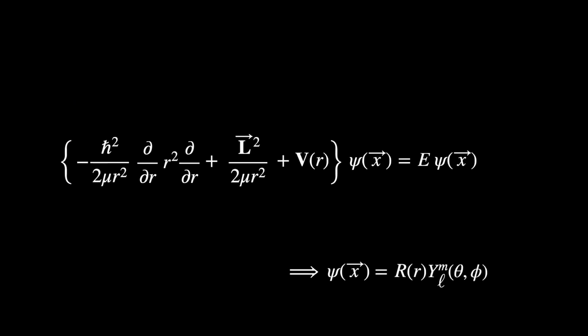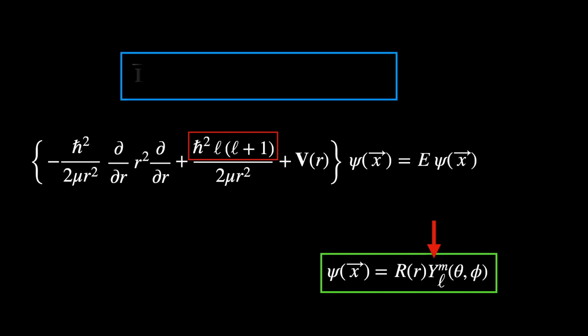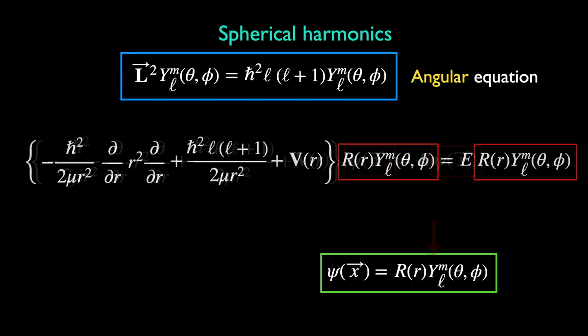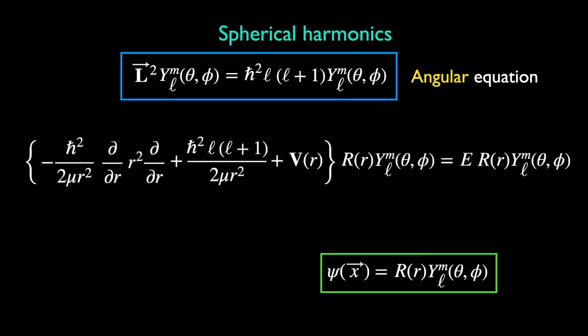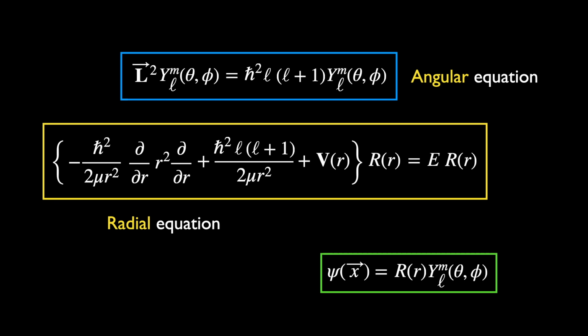Here we plug in psi, which is separated between the radial and angular coordinates. The function Y is chosen to be the eigenfunction of L squared. Both depend only on the angular variables. The equation in the blue box defines the spherical harmonics. The function Y then simply drops out, and we end up with two equations separated between the radial and angular variables.